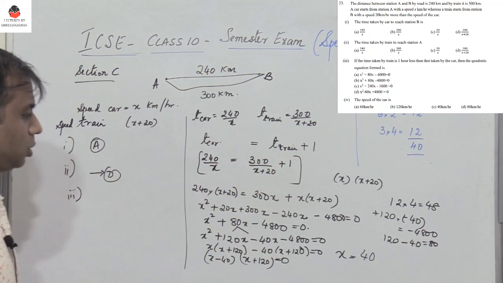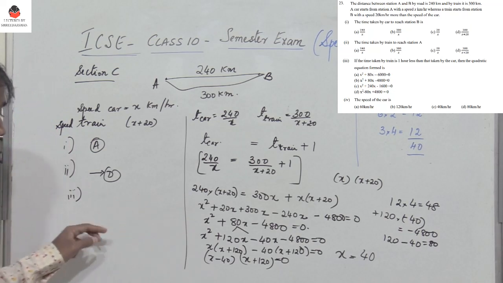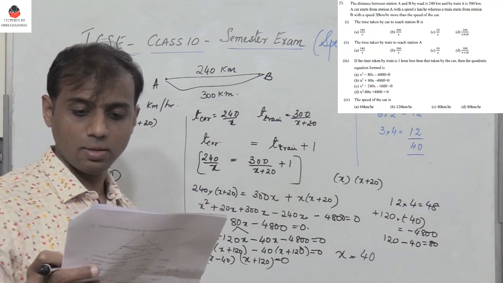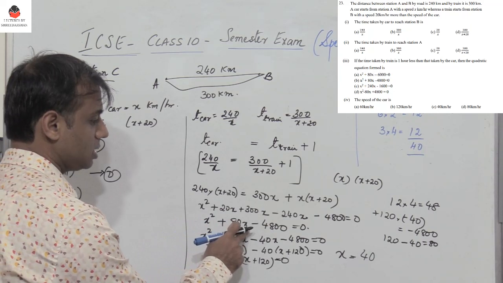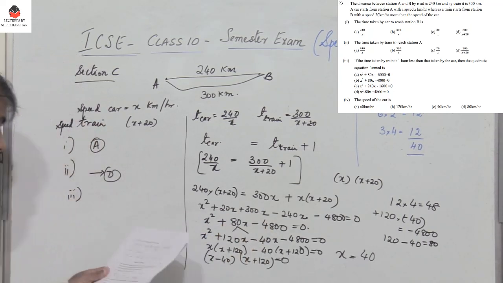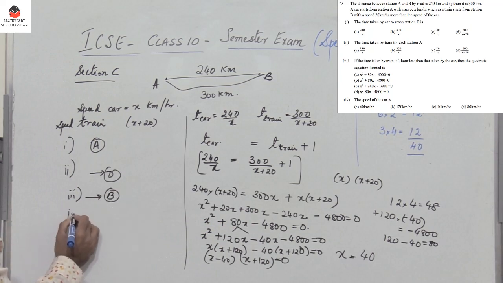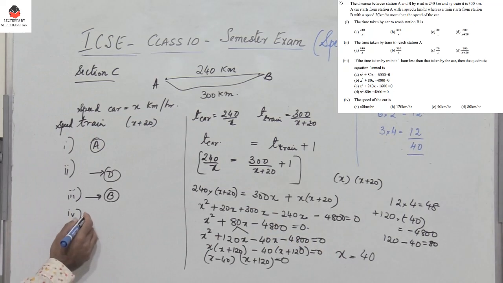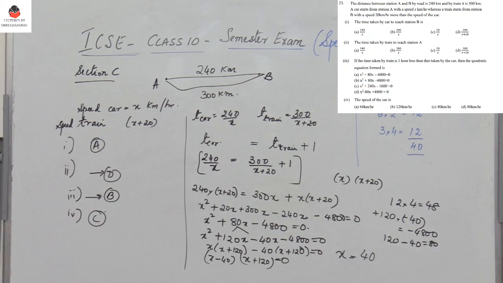Now why did I continue with this solving the equation? Because I need the answer for the fourth one. Now the third one, the quadratic equation formed is, what is the quadratic equation? It is x square plus 80x minus 4800 equals 0. It is option B. Fourth one, what is the speed of the car? The speed of the car is x, which is 40. So 40 kilometers per hour is option C. So a very easy problem. 24th one.